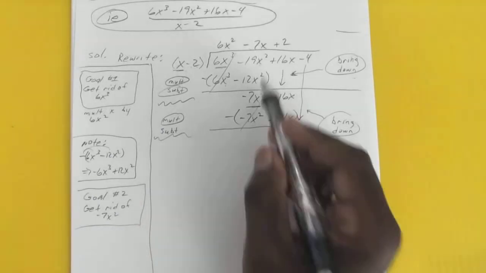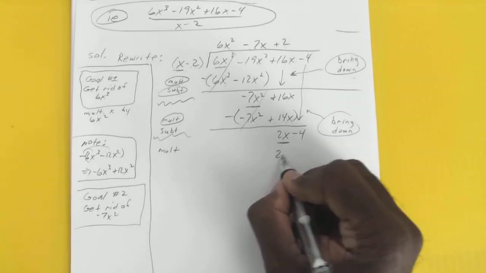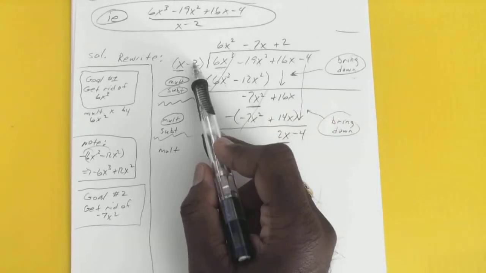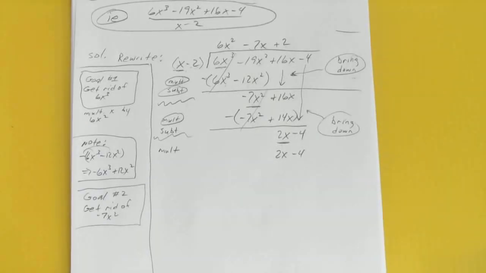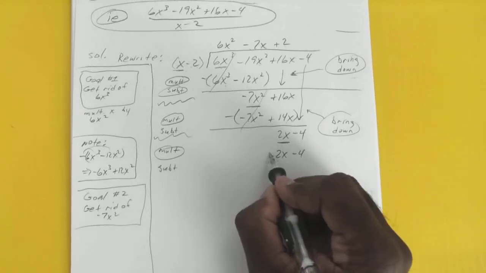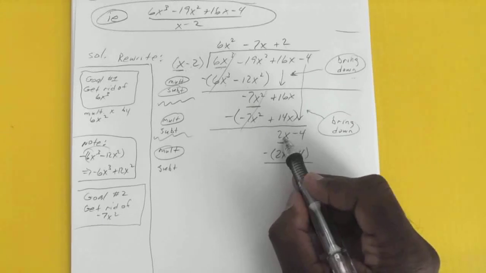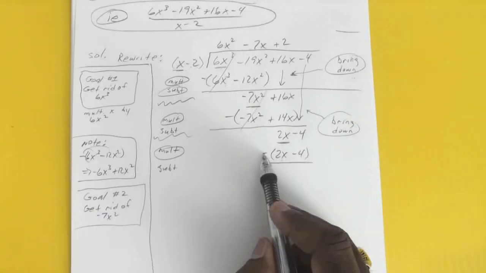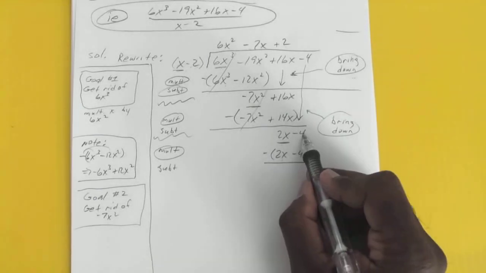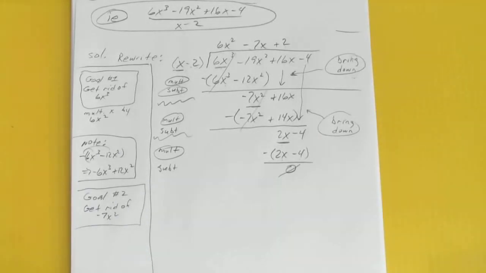Okay, so just like before, now we multiply. So 2 times x is 2x. 2 times negative 2 is negative 4. So we multiply, now we subtract. So we subtract that entire thing. Okay, so 2x minus 2x, because remember you're distributing that negative, is 0. And negative 4 plus 4 is 0. Okay, so our remainder is just actually 0. So once you no longer have anything to bring down, you stop.